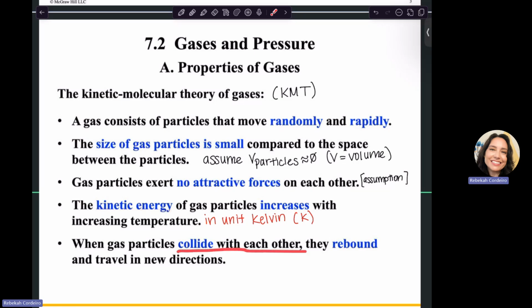When gas particles collide with each other, they rebound and travel in new directions. We call this elastic collisions. And so they collide like billiard balls. They don't stick together. That's basically what we're talking about there.